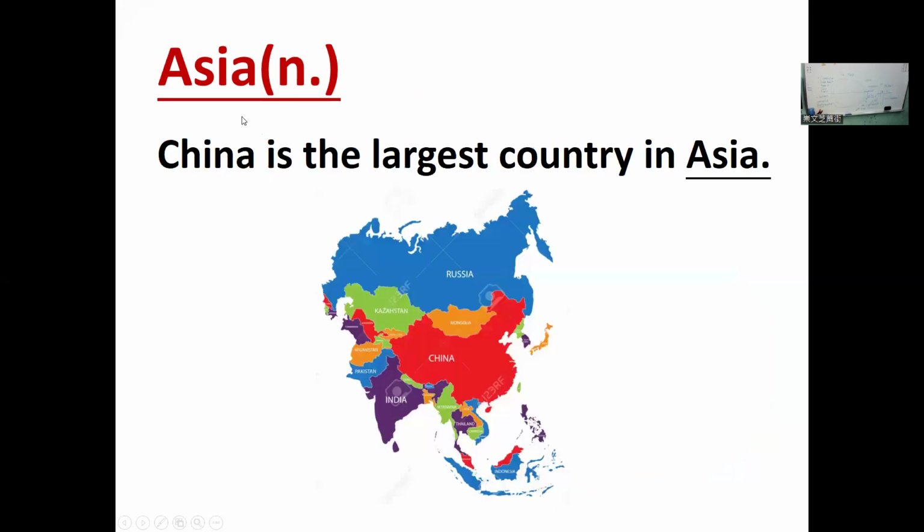All right, next we have Asia. Taiwan is in Asia. China is the largest country in Asia. So Thailand, Vietnam, Cambodia, and Taiwan are in the continent of Asia. And Asia is the biggest continent among those seven.